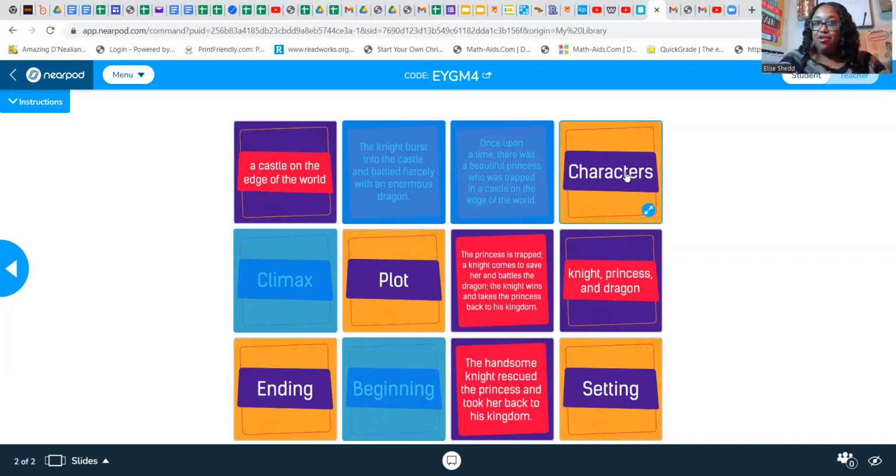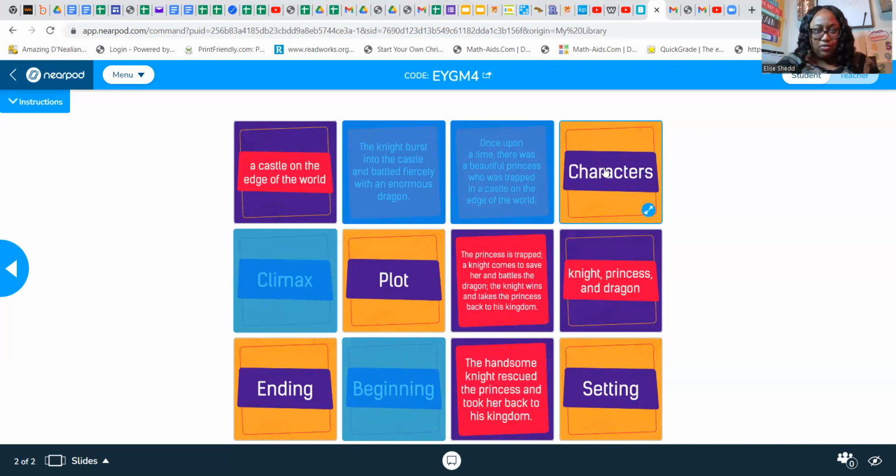Now we have the characters. Now we're going to go to the next red one here. The princess is trapped. A knight comes to save her and battles the dragon. The knight wins and takes the princess back to his kingdom. Oh, so remember in the beginning, the princess was in a castle, and then the knight had to fight the dragon. So, what part of the plot structure would this be part of?